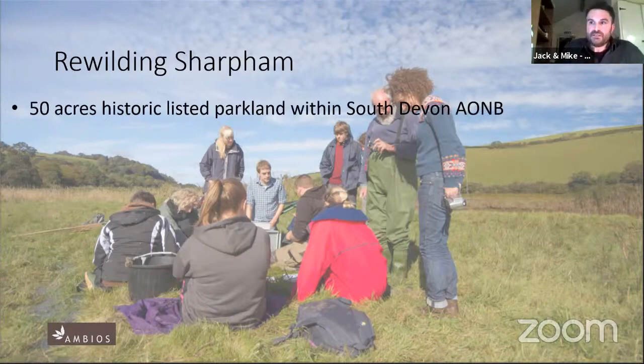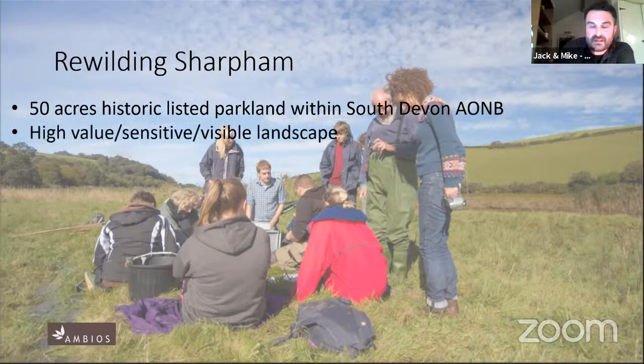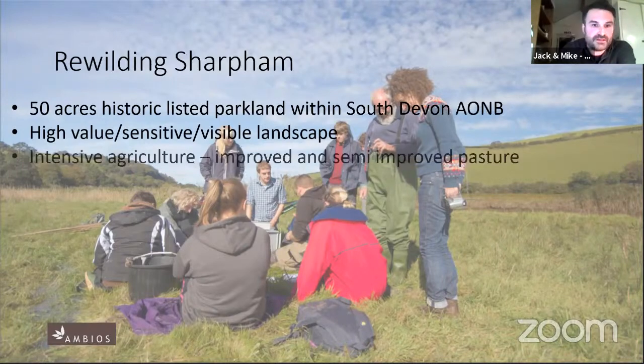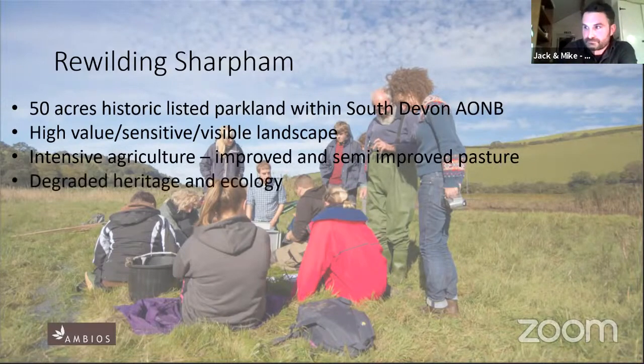So it's the 50 acre plot that we've been talking about. It's historic listed parkland, set obviously within the South Devon Area of Outstanding Natural Beauty. It's a really highly visible and sensitive landscape with different values. It's been in intensive agriculture for a number of years with improved and semi-improved pasture, but its heritage and its ecological value are really in a degraded state.